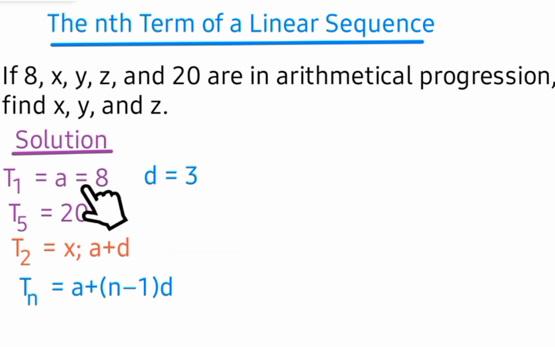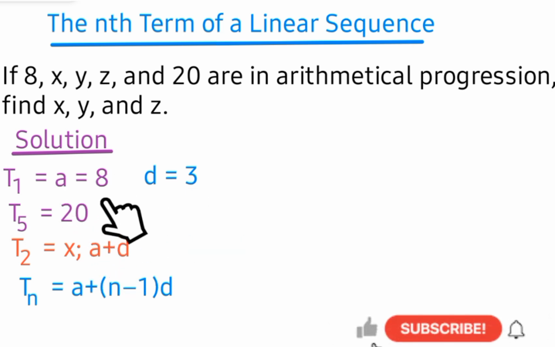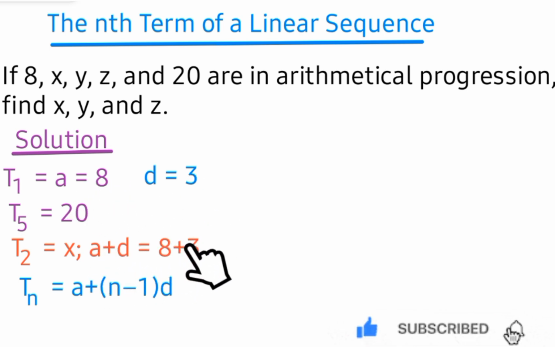We know the value of A being 8. We also know the value of D being 3. Let's fix these values into T2. A is 8 plus D, 3. 8 plus 3 gives 11. Therefore, our X value is 11.